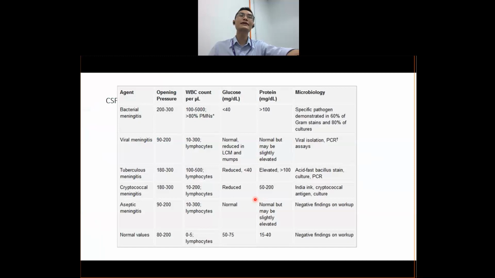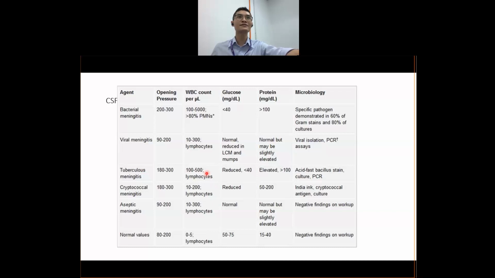For example, in this slide, you can see that in different pathogens, the CSF findings will be different. So for example, bacterial meningitis usually has higher opening pressure than viral meningitis. They have more cells, usually neutrophils, polymorphonuclear cells, as compared to viral meningitis. Viral meningitis usually gives you lymphocytes.